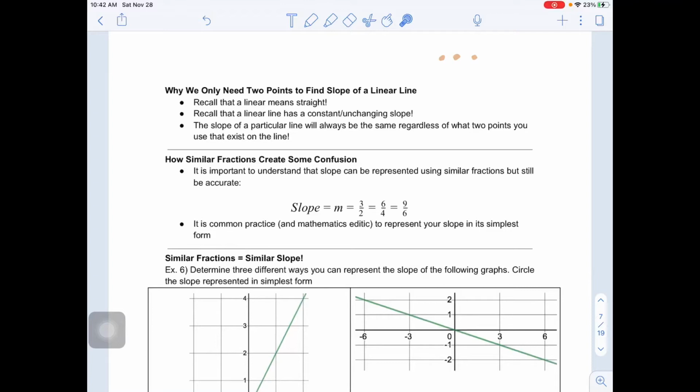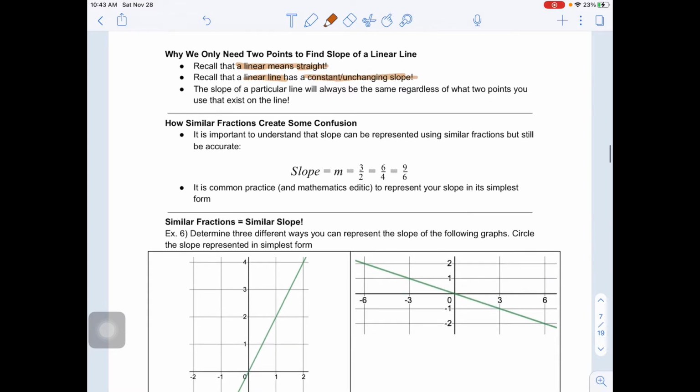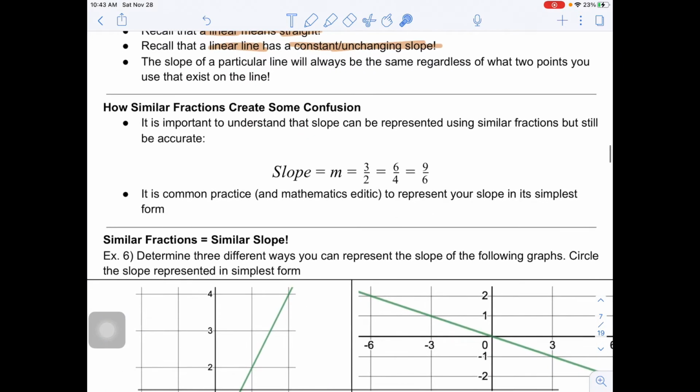This video is just a really quick recap of why you only need 2 points to find the slope of a linear line. It's useful to remember that linear just means straight, okay? And recall that linear lines have a constant, unchanging slope. The slope for a particular line will always be the same regardless of what 2 points you use that exist on the line. And this is useful because of similar fractions, okay?